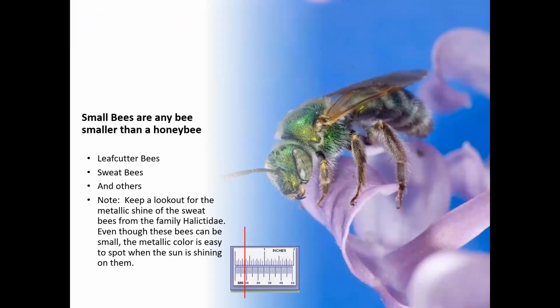And you can see here with the size, they're down around 1/4 of an inch, give or take. So they're pretty small, definitely a lot smaller than your bumble or your carpenter bee, which would be around 20 millimeters or 3/4 of an inch. These guys are only 1/4 of an inch.